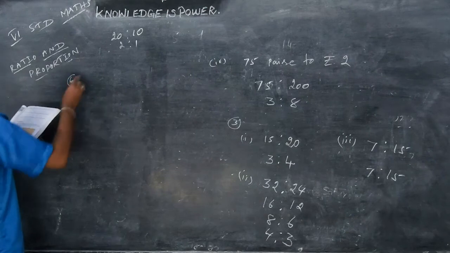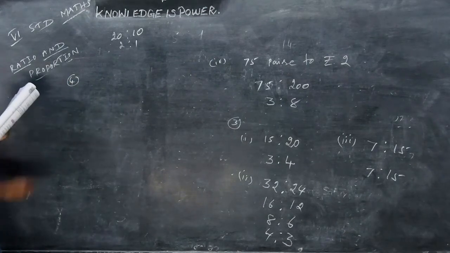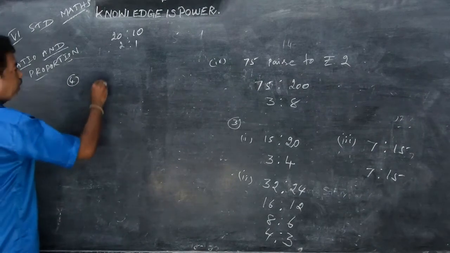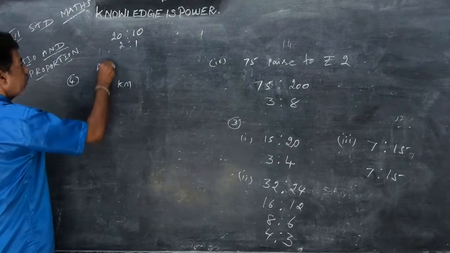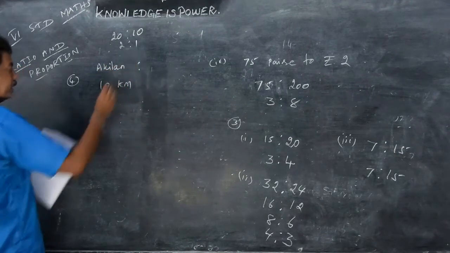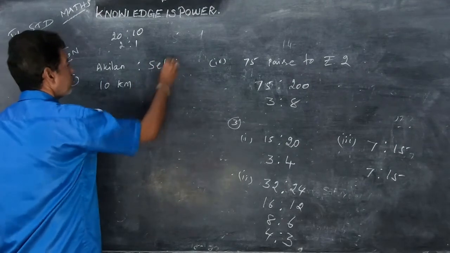Question number 4, 5 is to 3. That is, Agilan walks 10 km in an hour. The question is given as Agilan to Selvi.